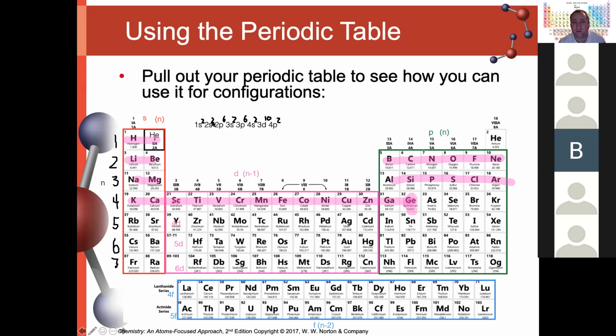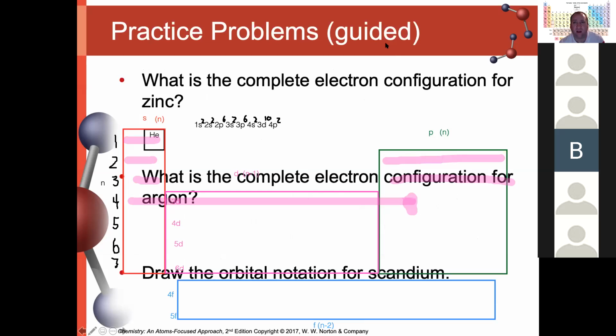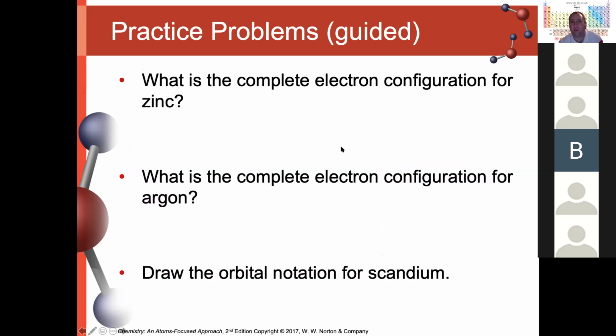So 2 plus 2 is 4, 4 plus 6 is 10, 10 plus 2 is 12, 12 plus 6 is 18, 18 plus 2 is 20, 20 plus 10 is 30, 30 plus 2 is 32. That matches up with the 32 I had there. And so that's always a good way to double check yourself when you're doing an electron configuration: do my electrons add together to the right number? Let's do a couple more examples.